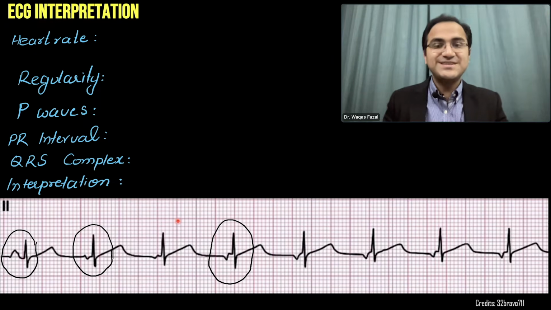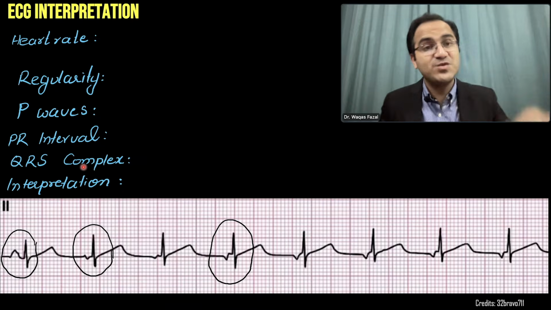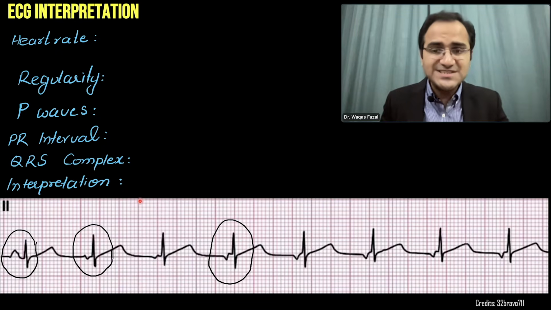Now we will solve this rhythm strip. I have talked about how to calculate heart rate, regularity, P waves, PR interval and QRS complex in detail in my video on rhythm determination. The link of that video is given in the description. We'll solve this ECG now.